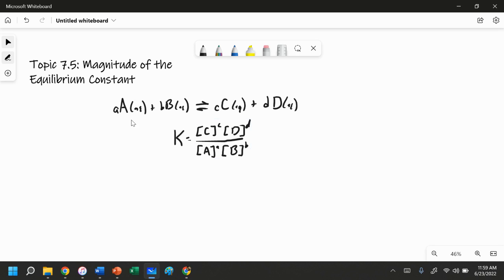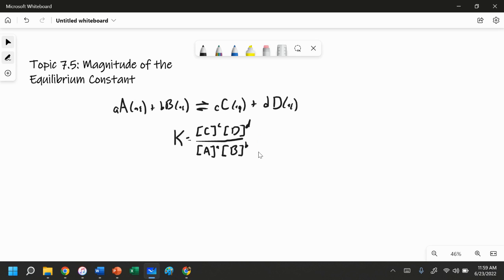And so I've given you a generic reaction here where substance A is reacting with substance B to produce substance C and substance D, all in aqueous solution. So the equilibrium constant for this reaction is the product of the concentrations of the products raised to their coefficient exponents divided by the concentration of the reactants raised to their coefficient exponents.